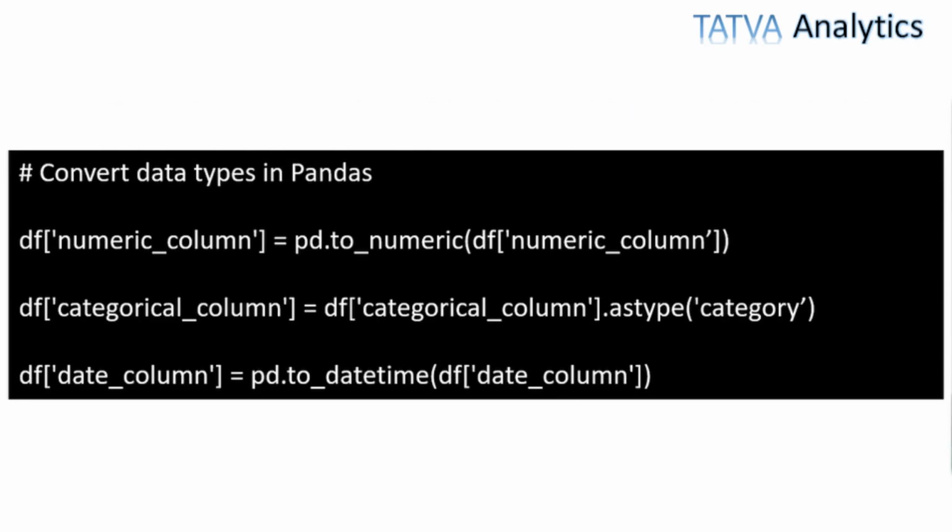Also, you need to ensure that the variables have the correct data type. You need to convert variables into numerical, categorical, or datetime type of data as needed. So there are different types of data like we illustrated here. And again, you can see the code that you can use to convert data types in pandas.